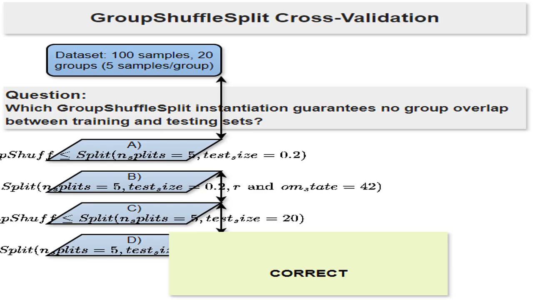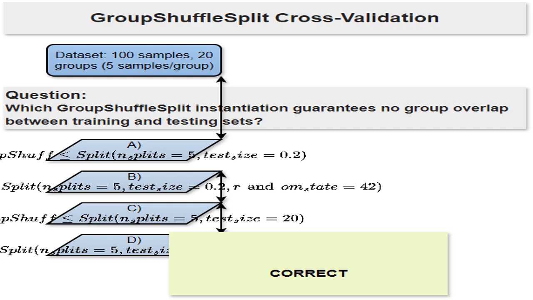Option D is the only correct one. It has all the necessary parts. 5 folds, n_splits equals 5, a test size of 20%, test_size equals 0.2, and most importantly, the groups parameter, which correctly identifies the group structure via groups equals 0, 1, ..., 19. This is the correct recipe because it correctly provides the group information.